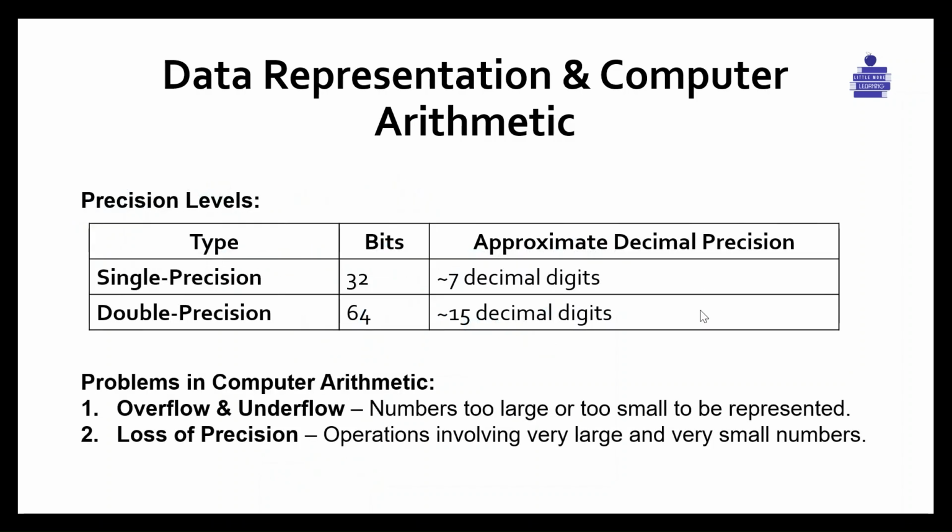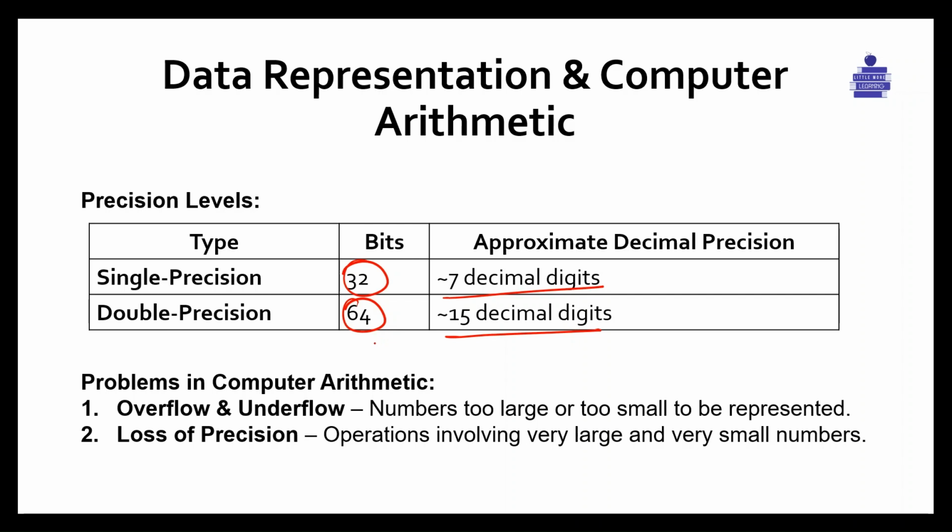Let's talk about precision values now. There are two types, single precision and double precision. As you can understand from the table, single precision deals with 32 bits and can approximate up to 7 decimal digits, whereas double precision deals with 64 bits and can approximate up to 15 decimal digits.